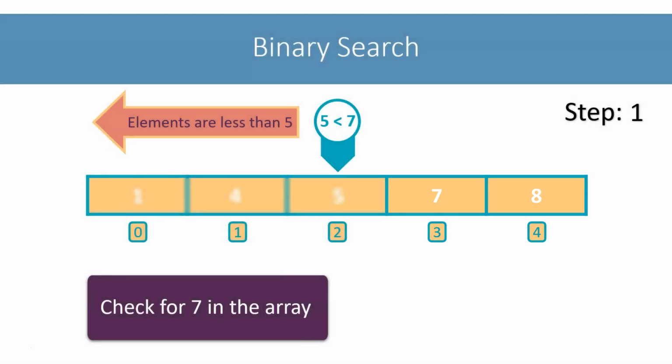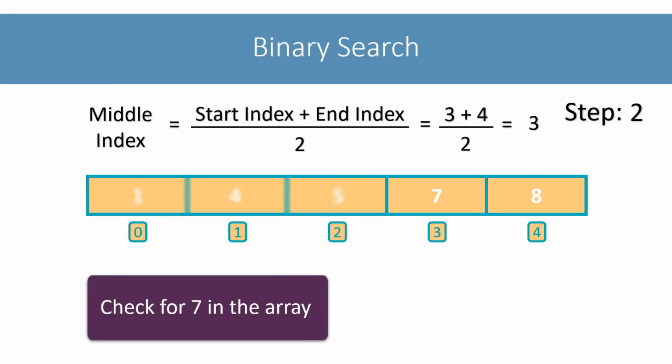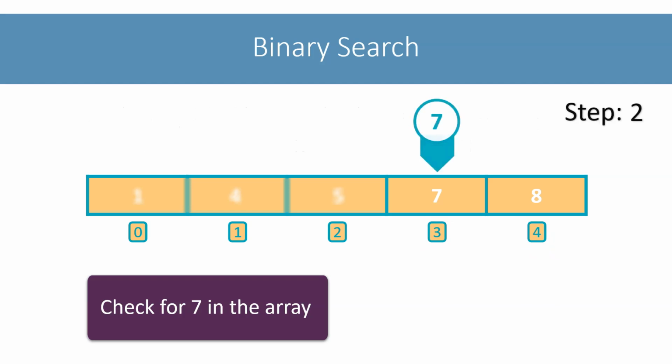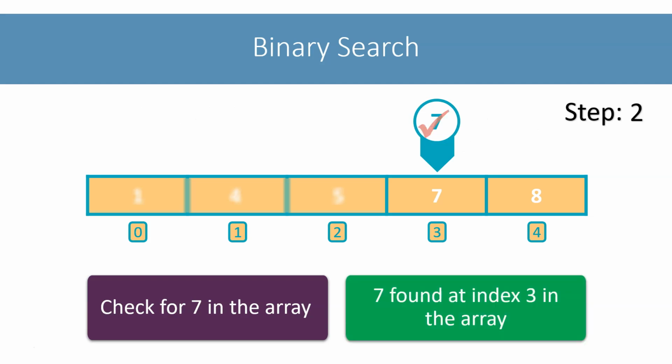We will find the middle element of this part. Using our formula to find the index of middle element, in this case, start index is 3, end index is 4, we get the index of middle element as 3. Let's compare 7 with element at index 3. We found 7 at index 3 in the array, so our search concludes successfully.